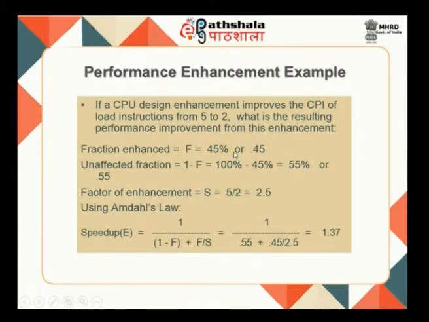Now, suppose you try to bring in an improvement here. A CPU design enhancement improves the CPI of load instructions, reducing the number of clock cycles for load instructions from 5 to 2. What is the resulting performance improvement from this enhancement? If you calculate this, the fraction enhanced is going to be 45%, or 0.45, since from the earlier calculations you know that loads constitute 45% of your execution time. The unaffected fraction is 1 minus 45%, which is 55% or 0.55. And the factor of enhancement: you are reducing the clock cycles for loads from 5 to 2, so you get a local speedup of 2.5.